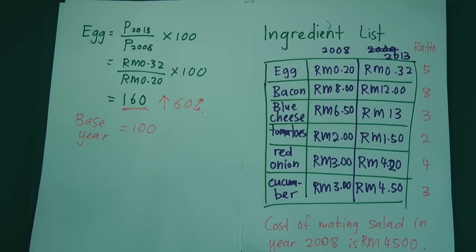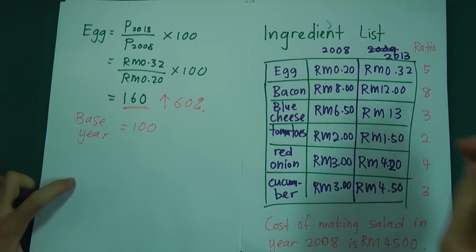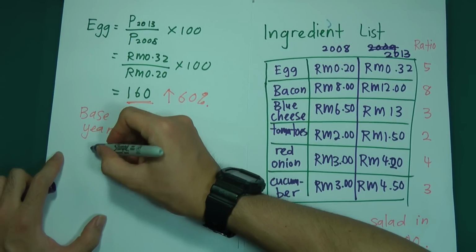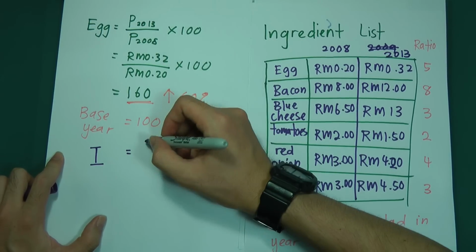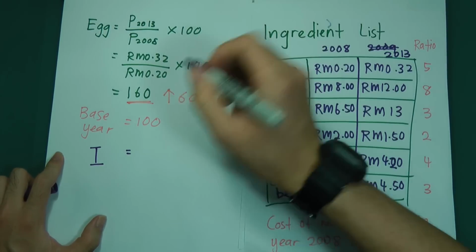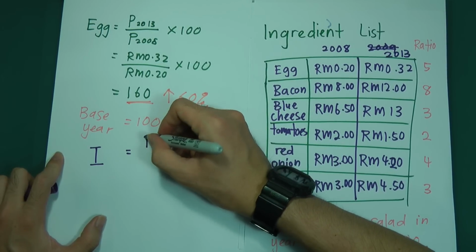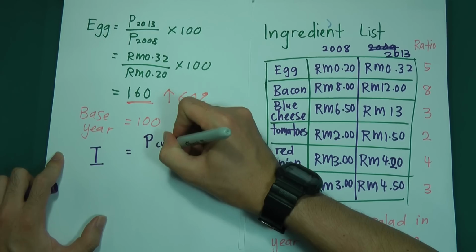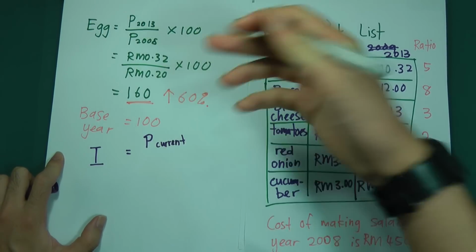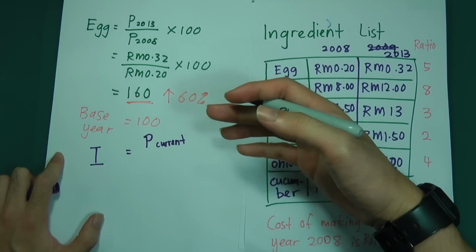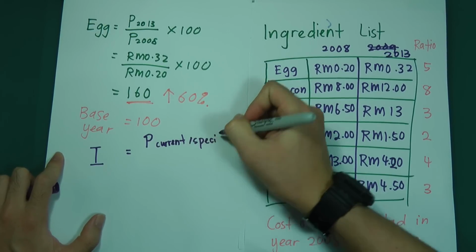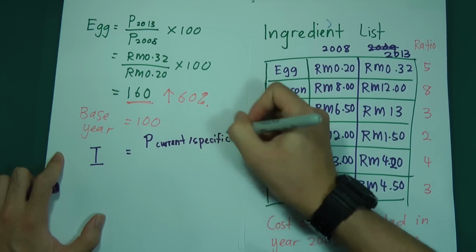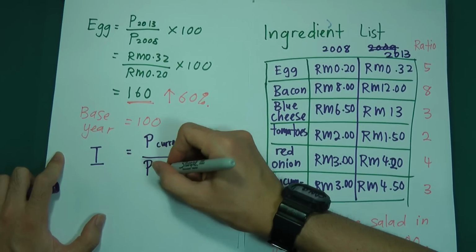So therefore, now we can learn about the formula. The formula for index number, some reference books use Q, but here I use P because most of the time you are going to use price. Price for current year, meaning not current year, but the year they want to compare, current year or specific year, divided by price for base year.